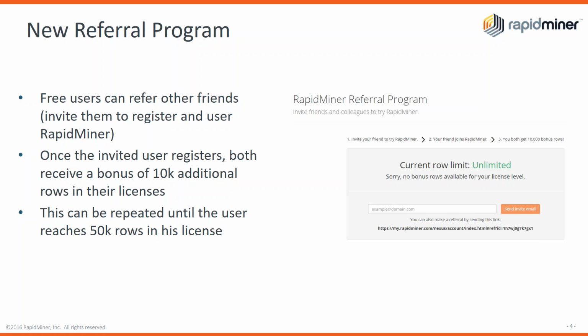So this is for free users. If you remember, the limit in the free license is 10,000 rows in the data set. With each new referral, you would get 10,000 additional rows, both you and the person you refer, until you get to the limit of 50,000 rows.